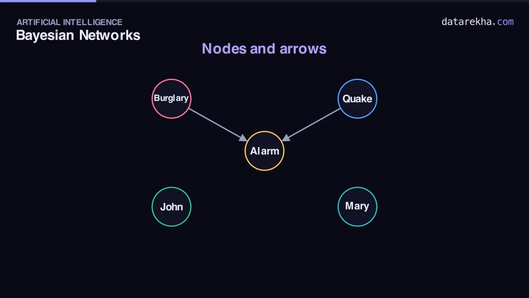A burglary can set off the alarm, so we draw an arrow from burglary to alarm. An earthquake can too, and the alarm is what the neighbors actually hear. So the alarm drives John's call and Mary's call. Two arrows down from the middle. Notice what's missing. There's no arrow straight from burglary to John. A burglar doesn't phone your neighbor. John only reacts to the alarm. Those absent arrows are where the savings come from.